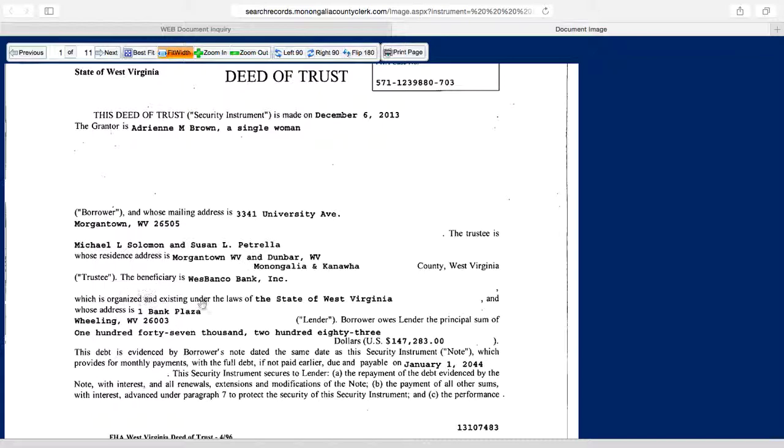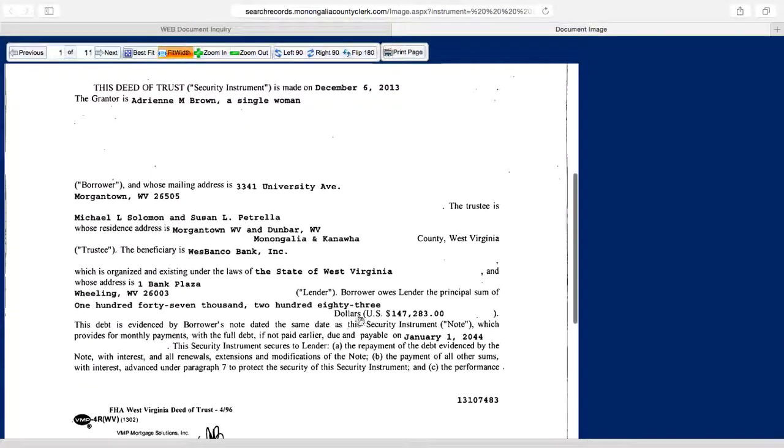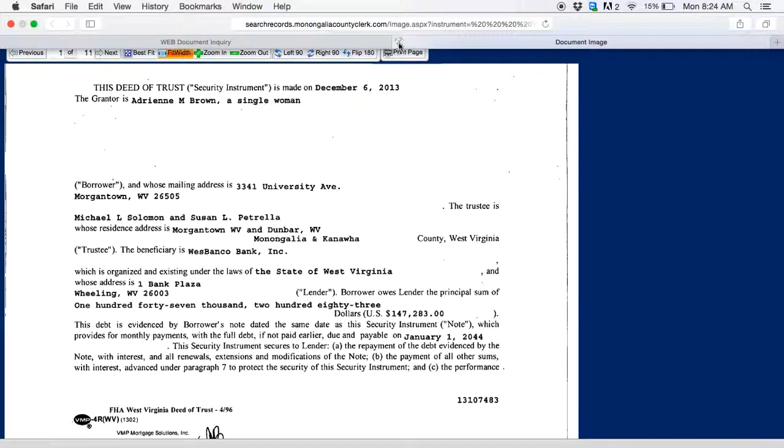What's important here is that WesBanco is the lender. So you have Adrienne as the borrower, you have WesBanco as the lender, and it was in the amount of $147,000, and that will be due and payable January 1st, 2044. So you know she's making payments on that. So to buy this property, she borrowed this money from WesBanco, and this is attached to this property. Does that make sense? Okay, so we're going to close out of that.